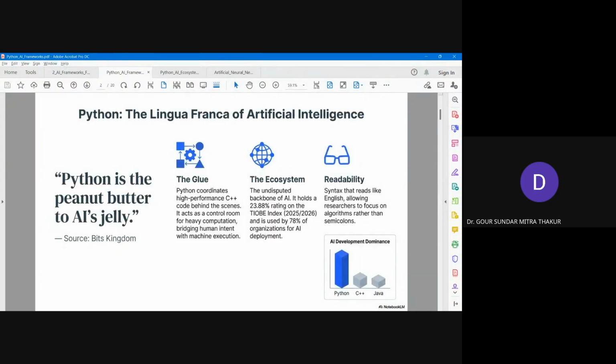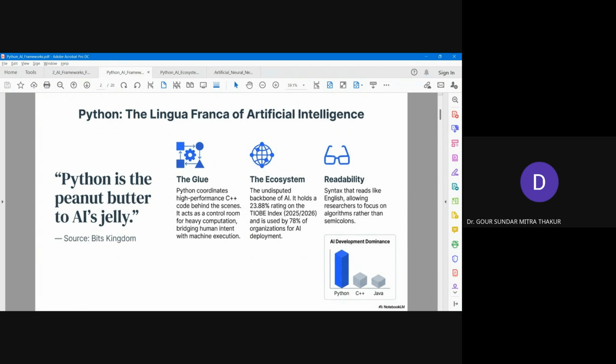Python is basically the glue, because it coordinates high performance C++ behind the scenes. It works on C++, and it acts as a control room for heavy computation. So without knowing the minute details of the coding, you can perform high computation, bridging human intent with machine execution. The machine execution part is taken care of by C and C++, and Python takes care of your interface and ease. It acts like a bridge between the two. So it's a control room kind of thing.